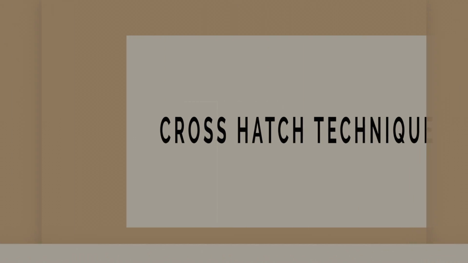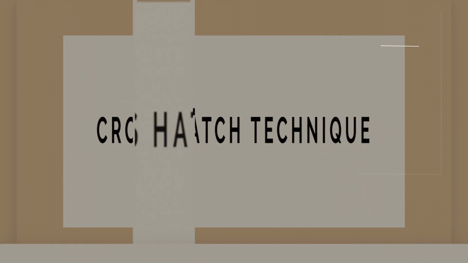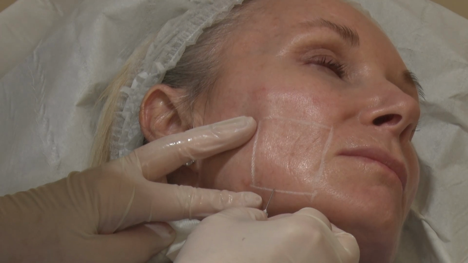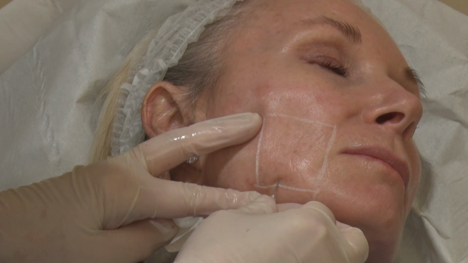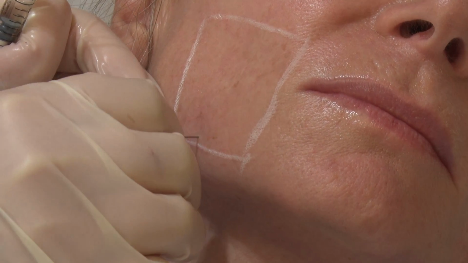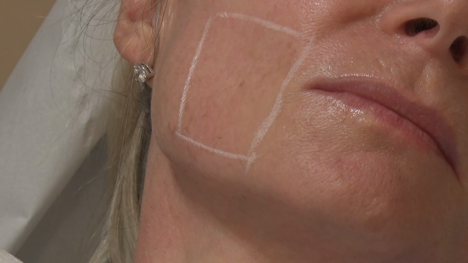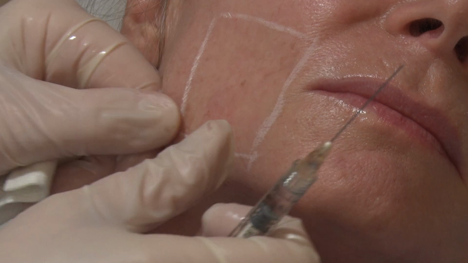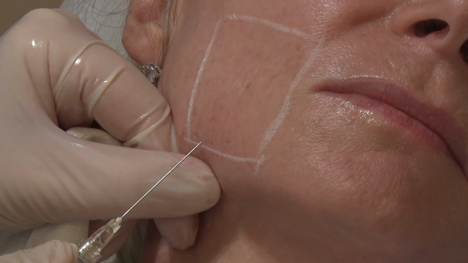Crosshatch technique. For areas of volume loss, such as the submalar. Cannula technique. Mark the area for augmentation and clean the skin again. Make the entry point with the trocar needle.